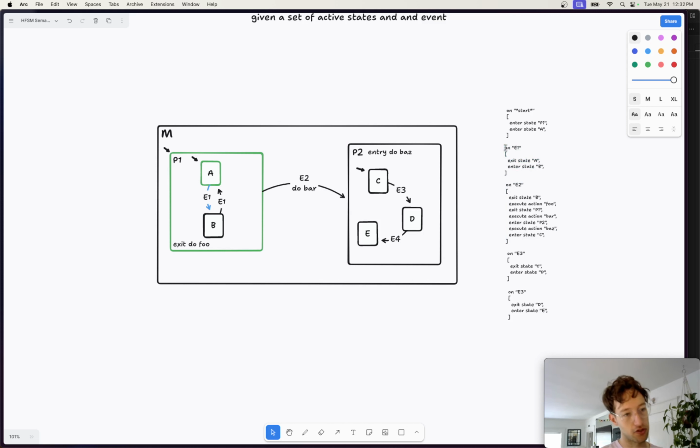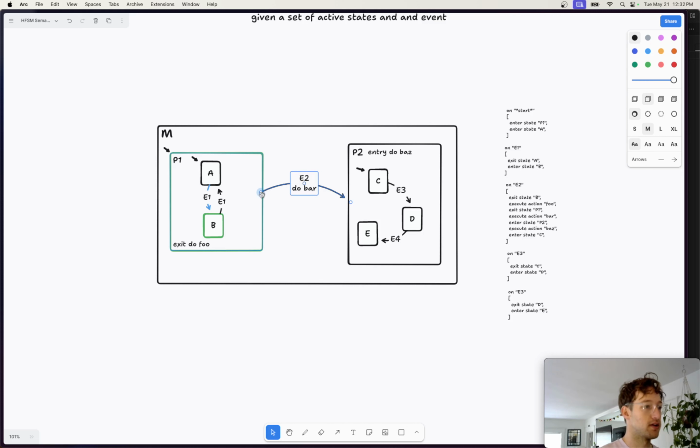Now let's say event E2 is sent to the state chart. What's going to happen? Well, first we need to figure out the transition. So there's no transition for event E2 on B, because if I update what our active states are, you can see that we're currently in state B. So there's no transition for event E2 in state B. So what we're going to do is traverse up the hierarchy, and we're going to say, okay, is there a transition for E2 in P1? And there is. So we have a match.